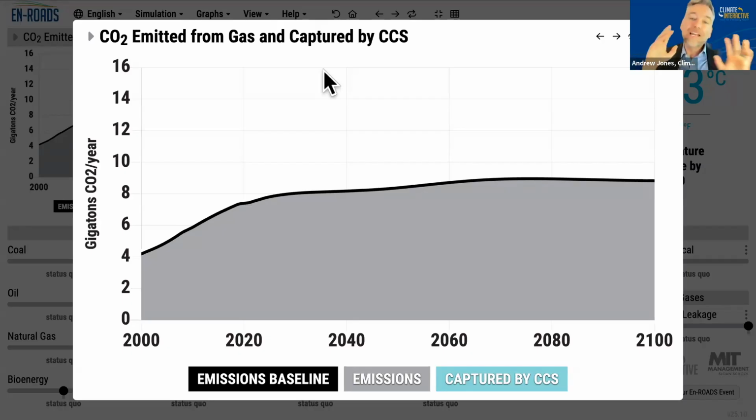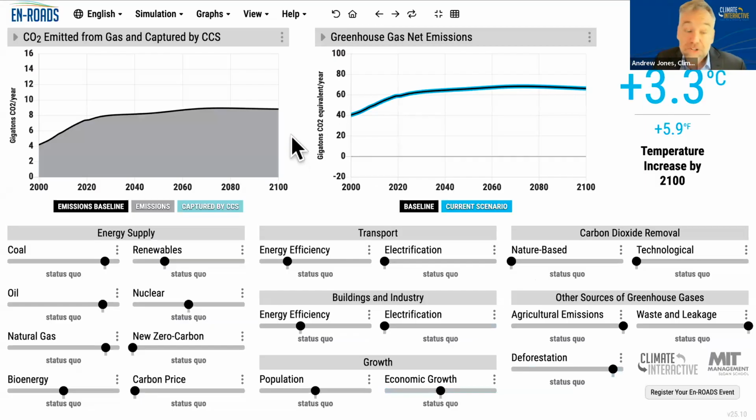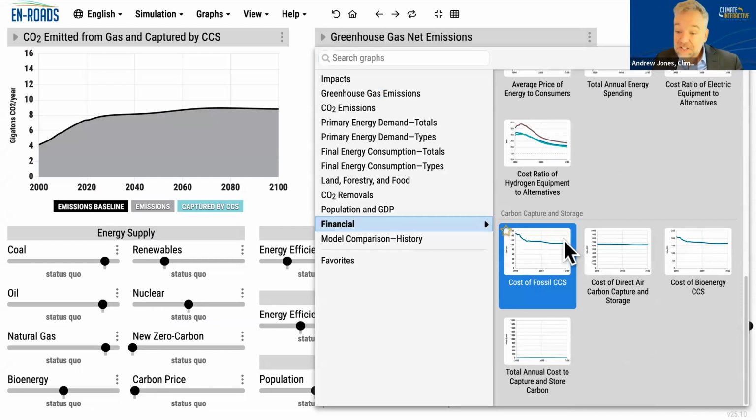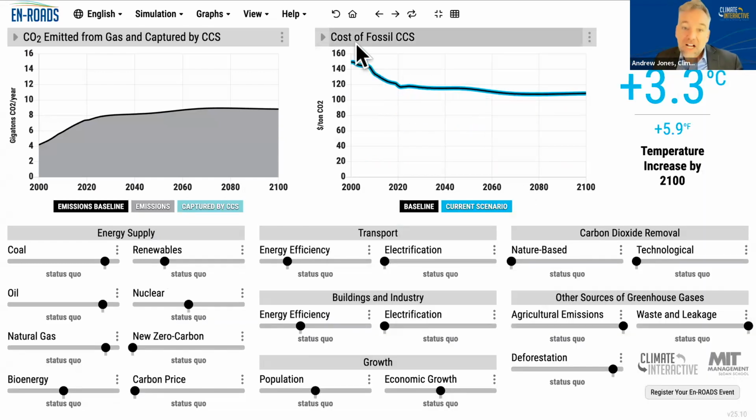But this is global, and I want to reemphasize this. Not Canada, not the US. This is mostly about China, India, Indonesia, Mexico, Brazil, Argentina, South Africa, the fast-growing emitting countries of the world that are building the most infrastructure. So here we have gas. I'm going to bring in the cost of it: cost of fossil carbon capture and storage, and underneath here, natural gas.